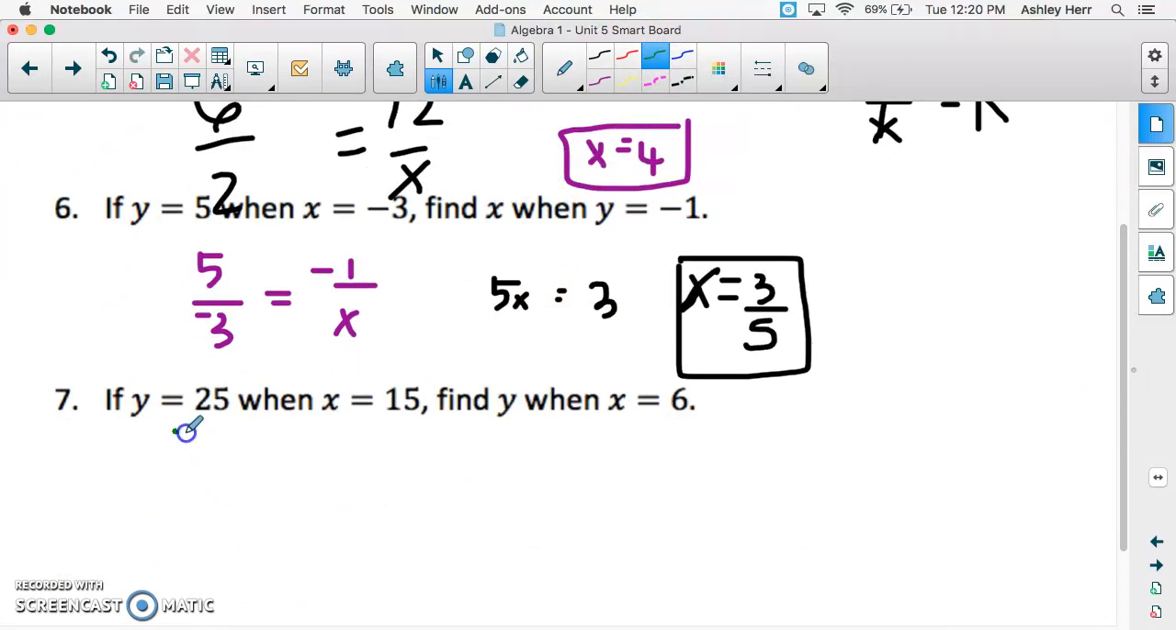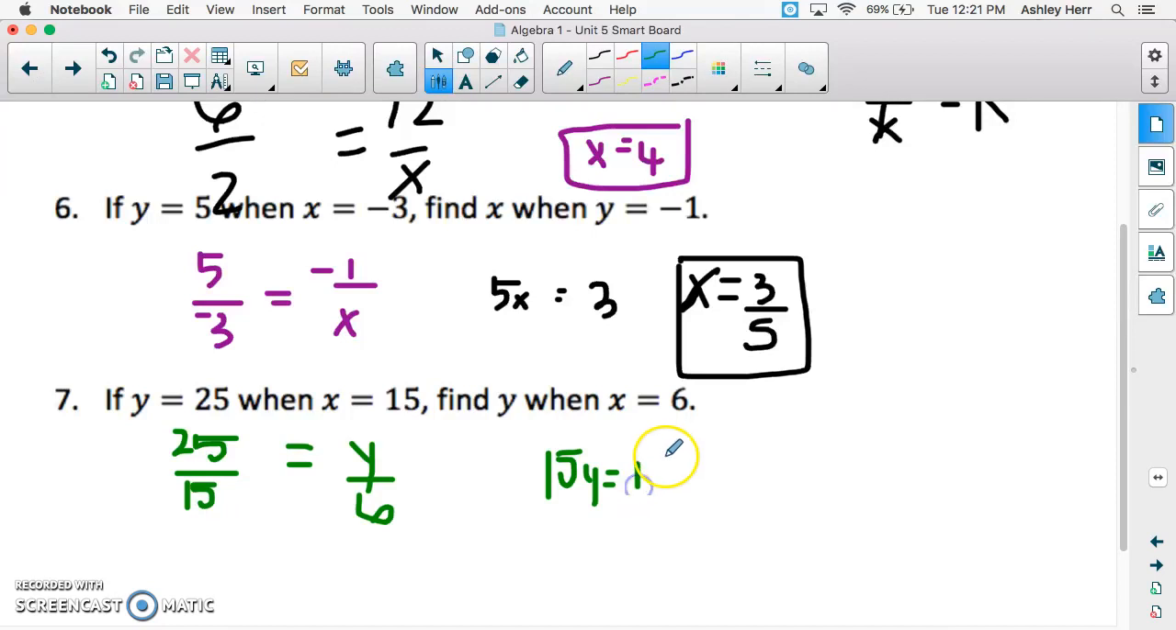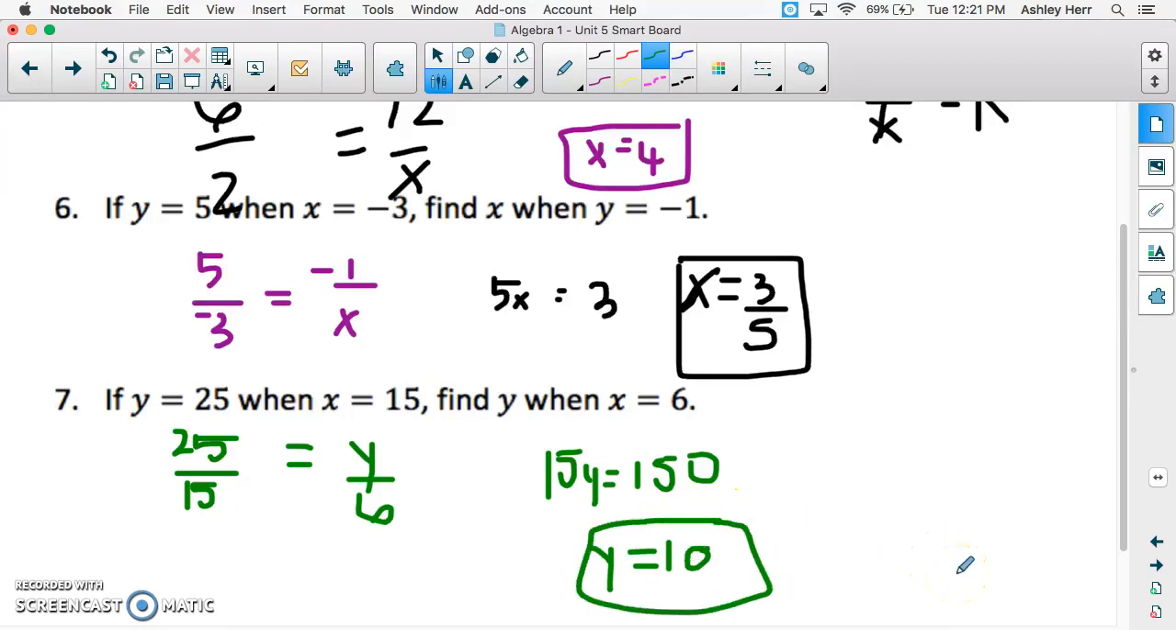And then the last one, remember we said that y over x is equal to y over x. Here it wants me to find y when x is equal to 6. I'm going to put y in my numerator because I have to vary directly. So I keep y over x equal to y over x. Now when I cross multiply, I get 15y is equal to 150. Divide both sides by 15, and I get y is equal to 10.